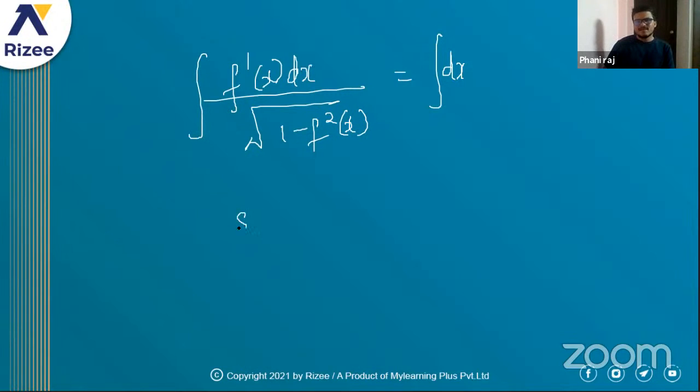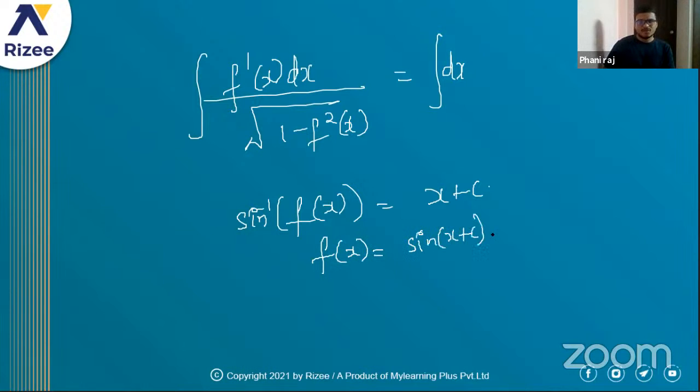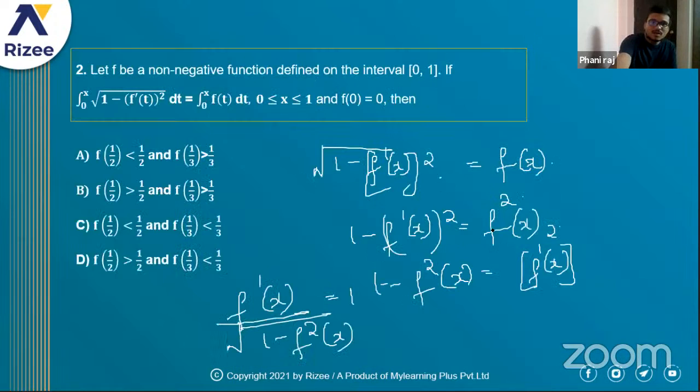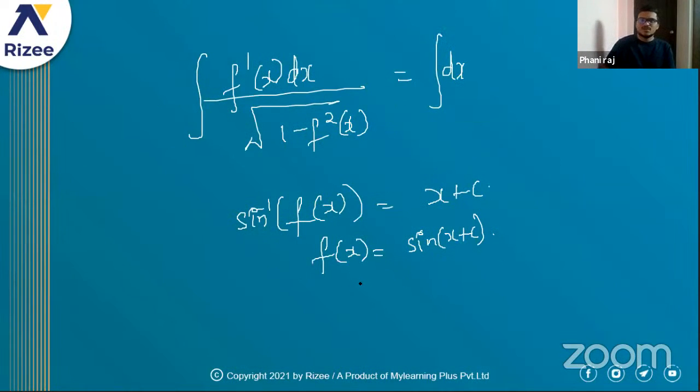But this is the standard form of sine inverse of f of x. This is equal to x plus c. So f of x equal to sine of x plus c. We do not know what c is. We should find out. F of 0 is 0, right? So 0 equal to sine of c, which means what? C should be equal to 0. So f of x equal to sine x.